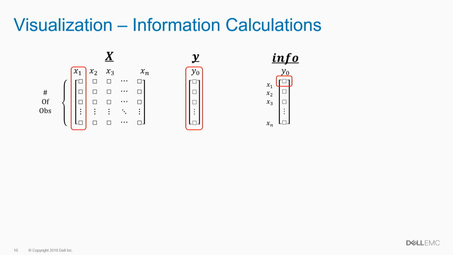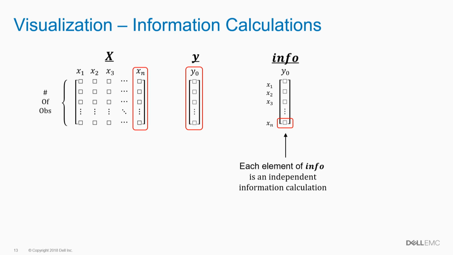So the visualizations of the information calculations: we have our column, we're going to start off with X1. We have our dependent variable array. And from that, we're going to create our info array, and that info array is going to be all of our actual information measures from our independent variables and our dependent variable. We're just going to step through each one of the columns and populate that array. At the end, each element of info is going to be an independent information calculation. So this is where we talk about parallel acceleration. We can absolutely do all of this in parallel.